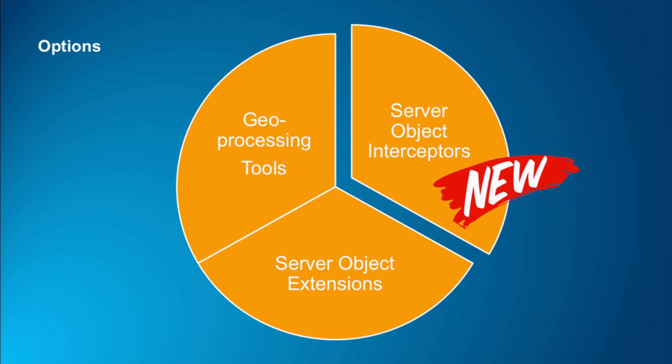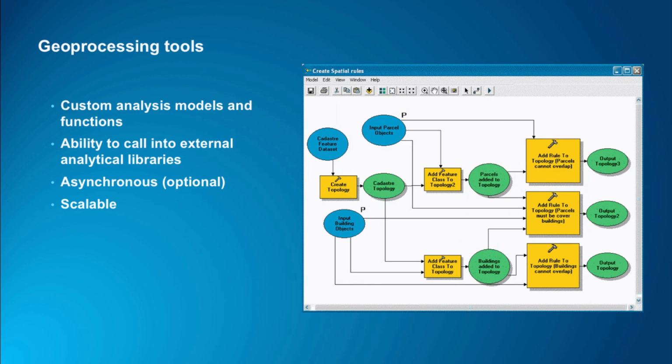The next set of extension points are server object extensions. Now these have been around for a while, since 9.2 release of ArcGIS. And we'll spend a little bit of time reviewing what they are. And most of our time we are going to spend on server object interceptors, which are not exactly new at 10.5, but they are relatively newer than the other technologies that's available. So let's begin.